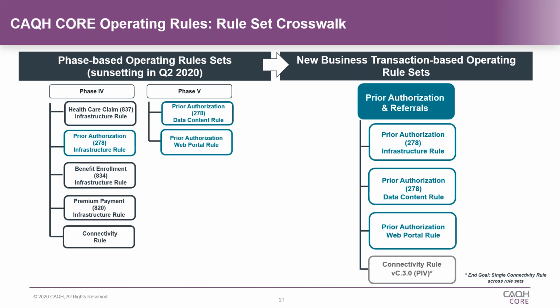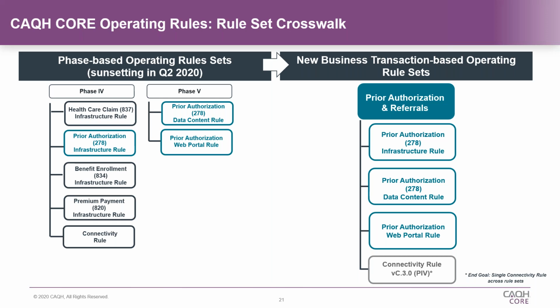Bob is going to talk through essentially three different sets of operating rules. First, our prior authorization infrastructure operating rule, which has most recently been updated to include changes to response times. Bob will also talk about our prior authorization data content rule and the components included in it, and how that applies to our web portal rule. And lastly, he will talk about connectivity and how connectivity applies to prior authorization as well.